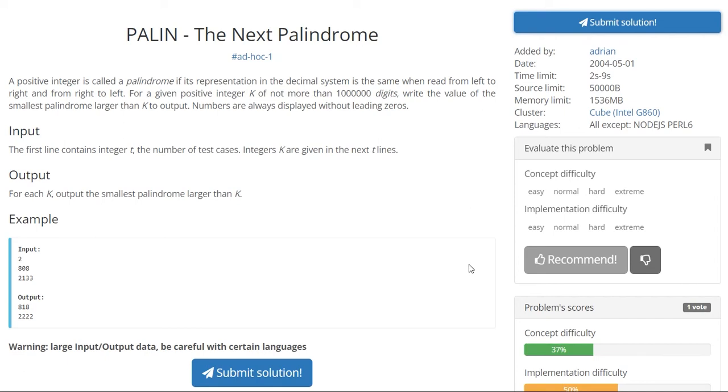Hello everyone, let's take a look at this problem, the next palindrome from SPOJ. In this problem we are given a positive integer which has up to 10 raised to the power 6 digits, and we have to find the palindrome which is just greater than the given input. Although there can be many palindromes which are greater than the input, we have to find the immediate next one.